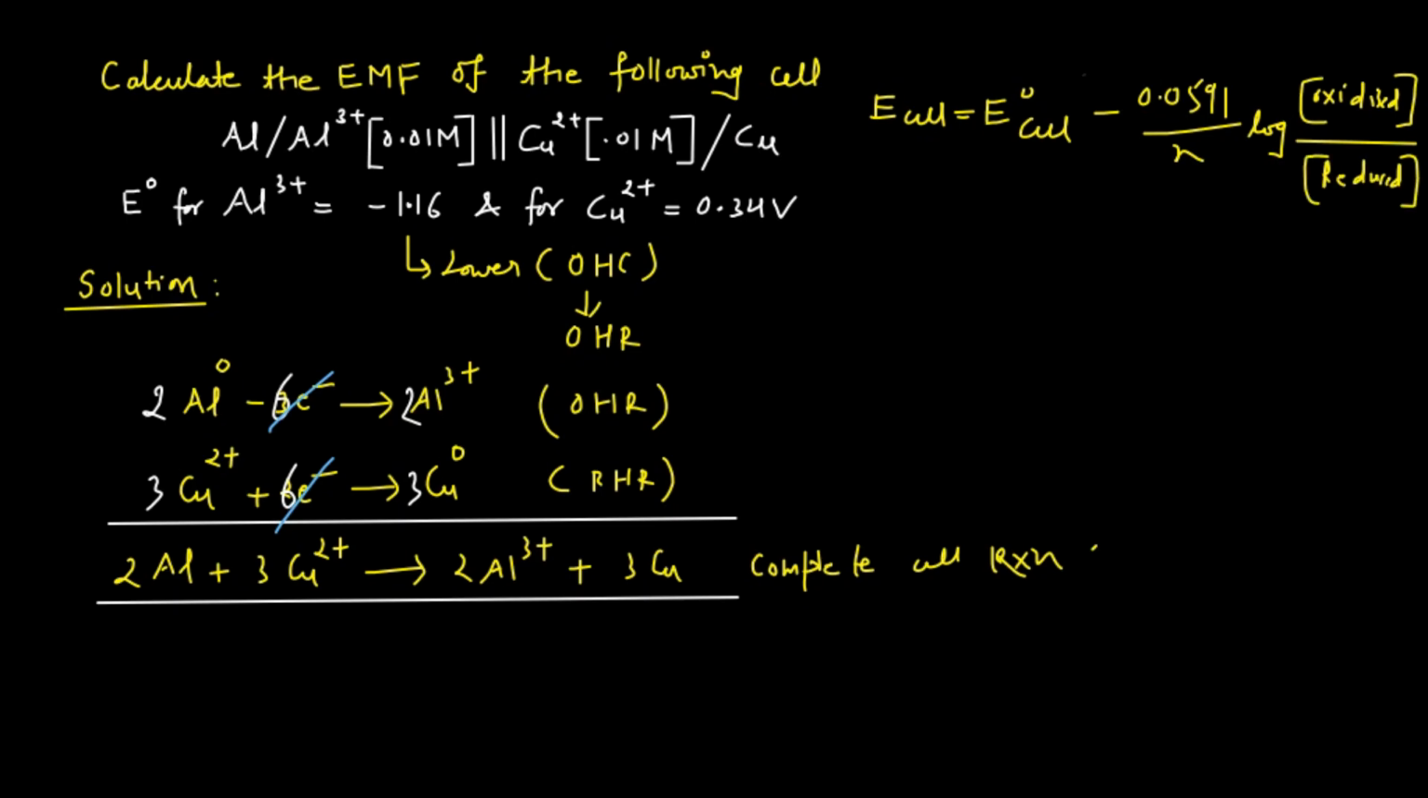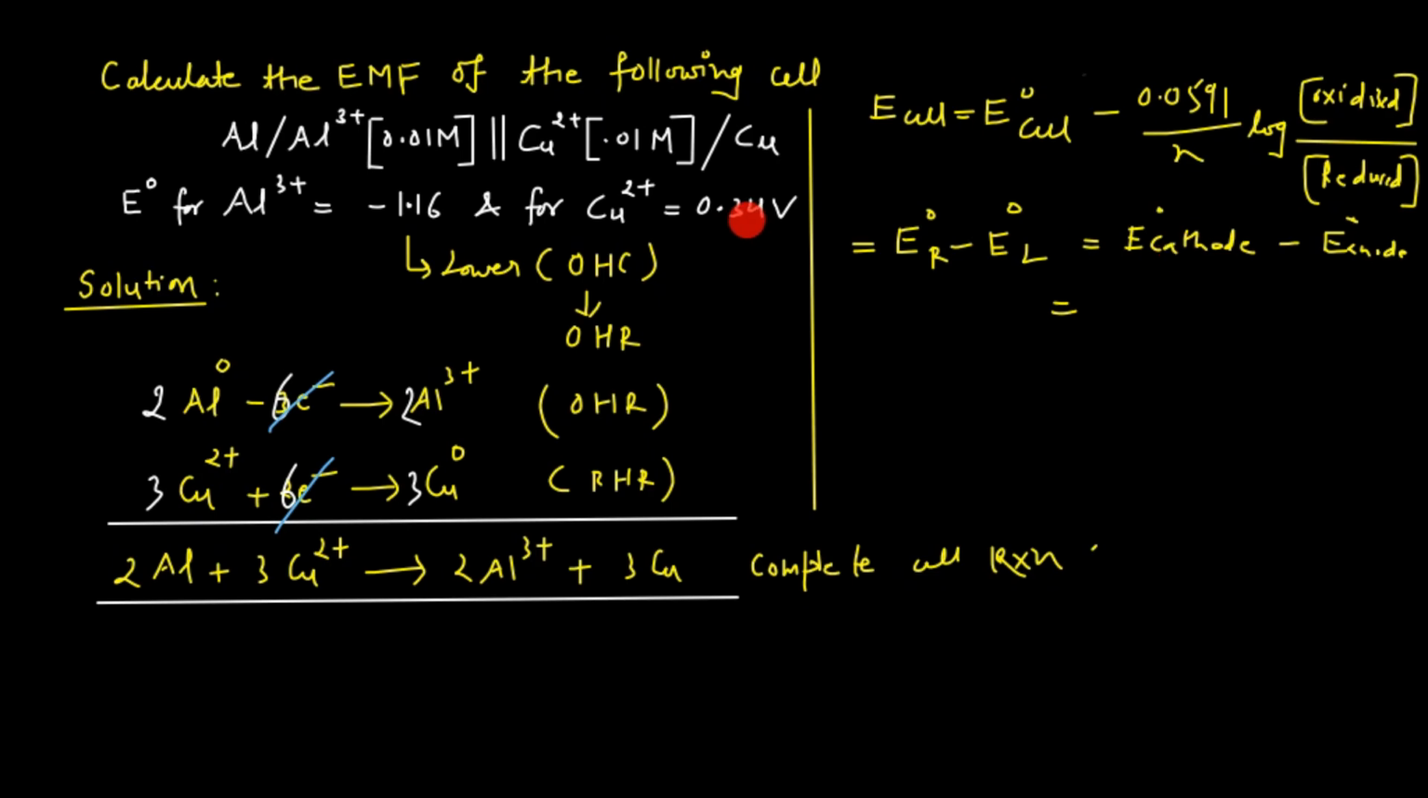So how can we solve it? E cell equals E standard cell. What is E standard cell? E standard cell is ER minus EL. So what is ER minus EL? E cathode minus E anode in the standard form basically. So it is standard. And for the copper half cell or the cathode half cell, the value is 0.34 volt.